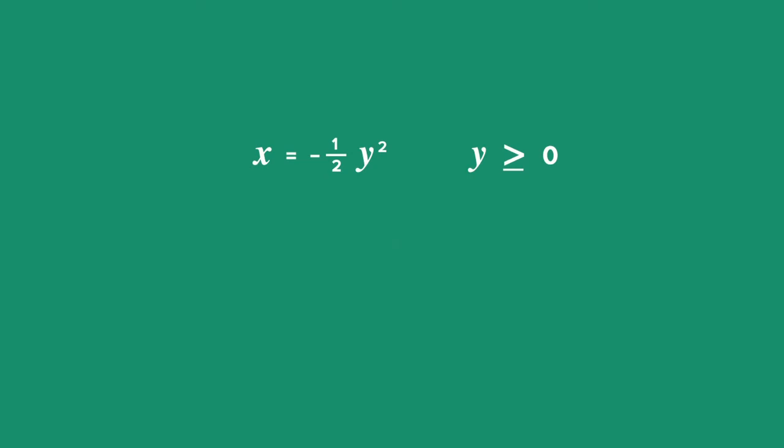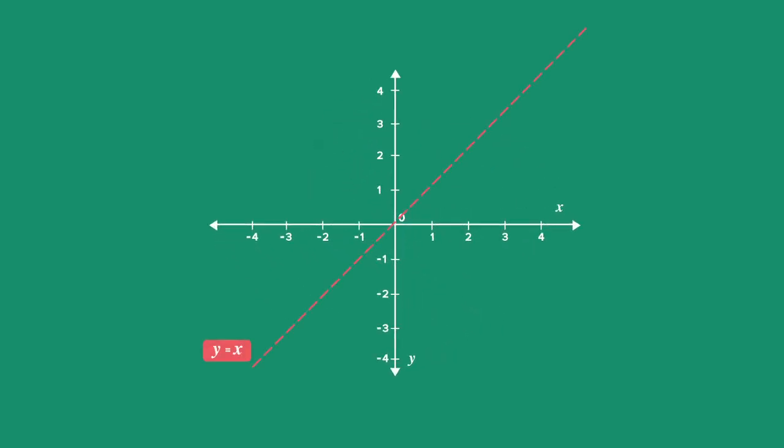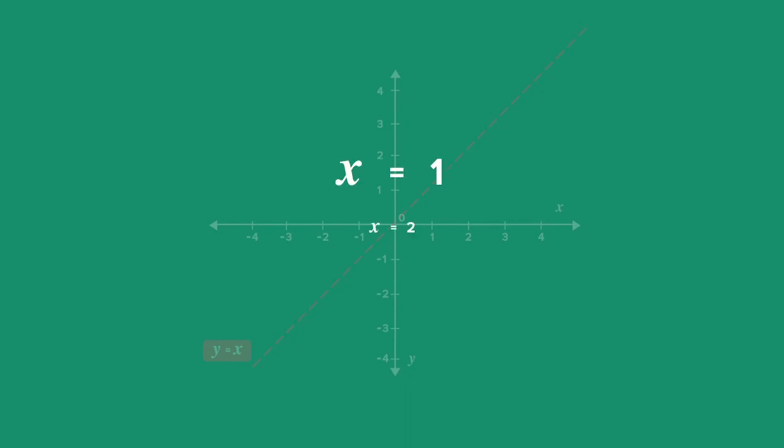To make y the subject of the formula, you can multiply both sides of the equation by minus 2, then take the square root of both sides. You get y equals plus or minus the square root of minus 2x. This is restricted to positive y values. To sketch f of x, you know it is a parabola with a turning point at 0, 0. You can calculate corresponding y values for x equals 1, x equals 2, and x equals 3 by substituting these values of x into the equation and finding the function values.